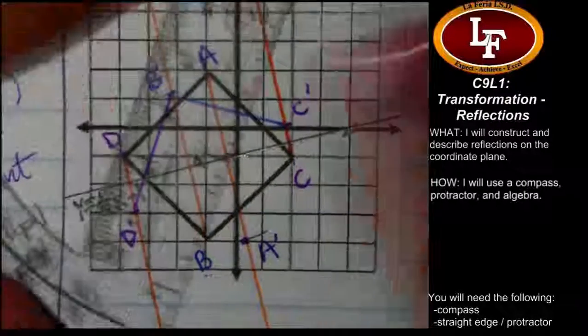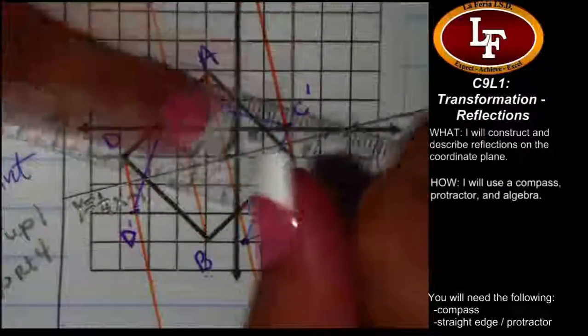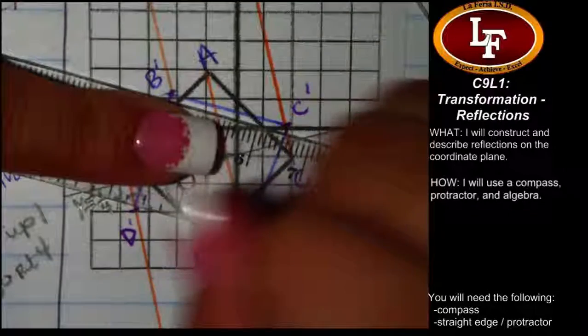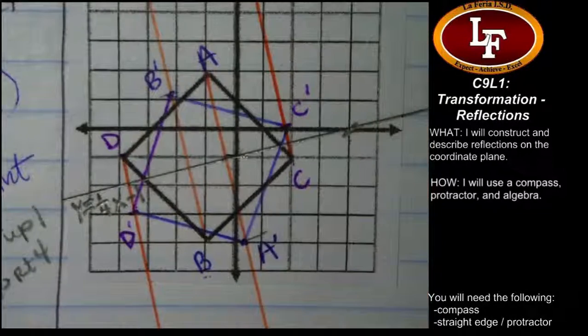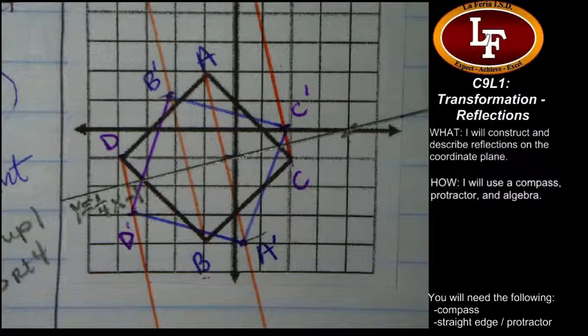All right. Now this reflection is weird because we have to combine the whole grid thing and the physical compass and protractor construction. Okay?